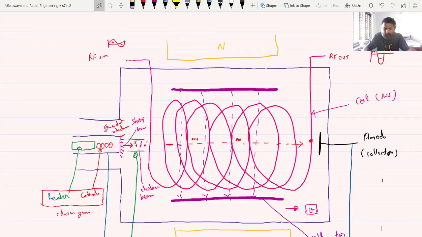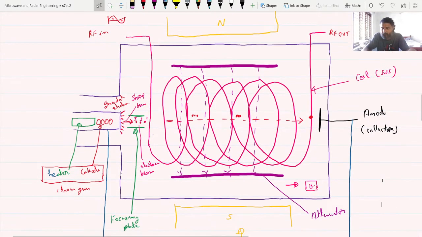I have redrawn this figure again. So you know it consists of the coil. This is the helical coil, which is called a slow wave structure, indicated here. The RF input that we have been giving consists of both the positive half cycle as well as the negative half cycle, and the amplified RF output will be taken from the other section of the helical tube. We are giving an attenuator here.